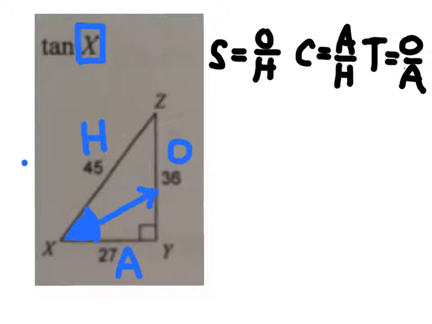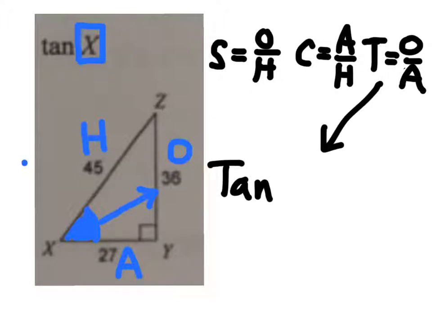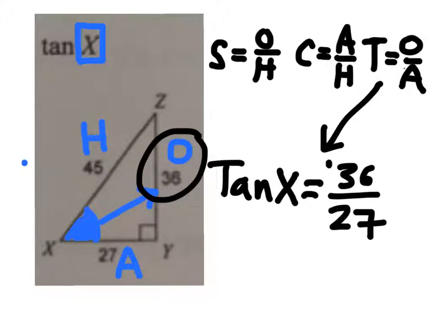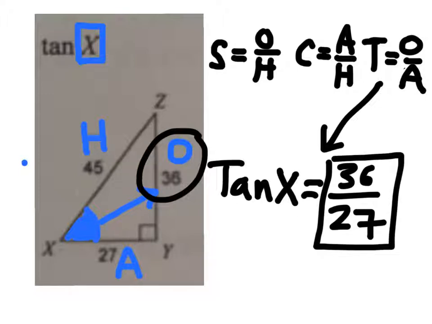This one is very clear because they're actually asking us just to find the tangent of angle x. So the formula we would use would be tangent, or TOA. So the tangent of the angle x is equal to the opposite side, which is 36, divided by the adjacent side, which is 27. And that's the end of this question. That's all they needed us to find out, is what would be the fraction.